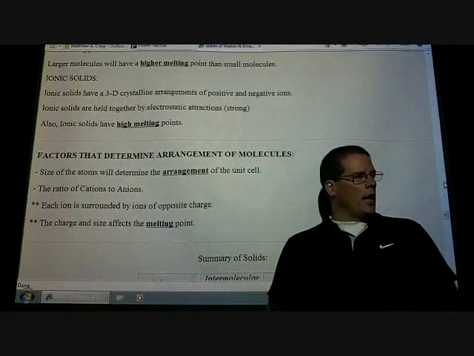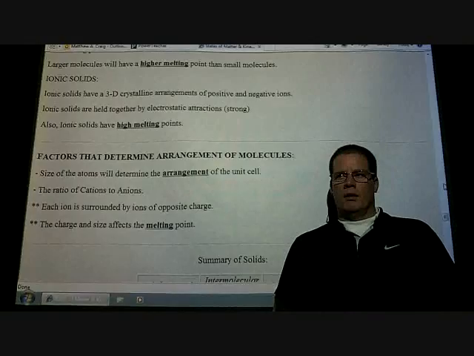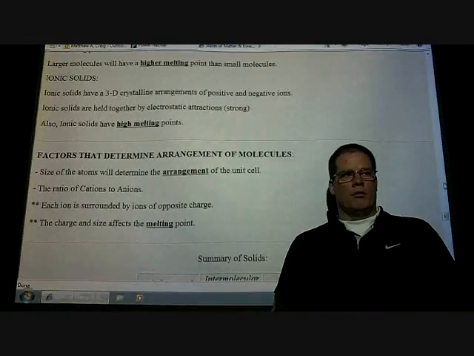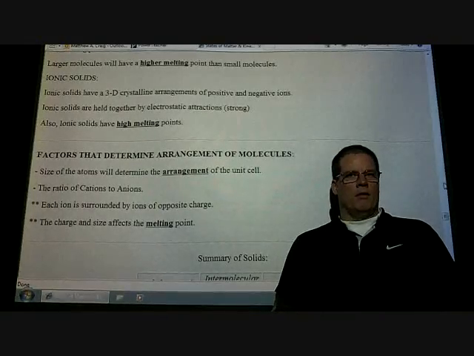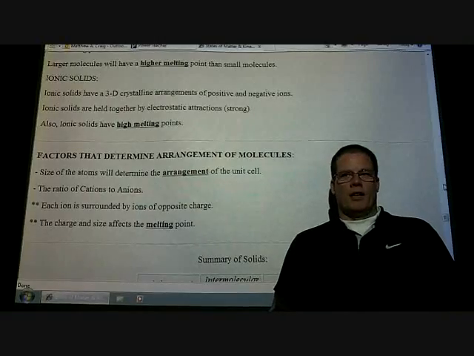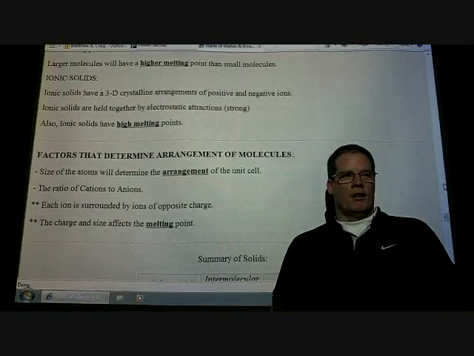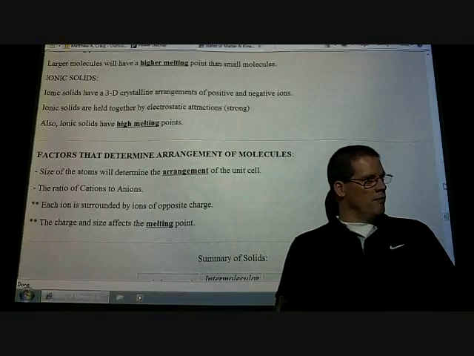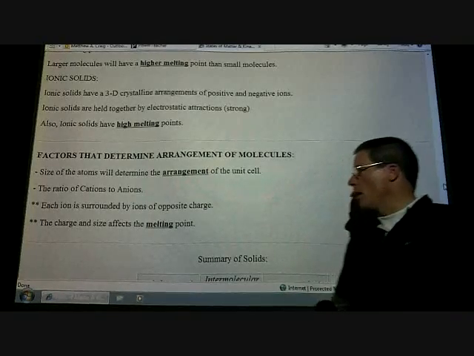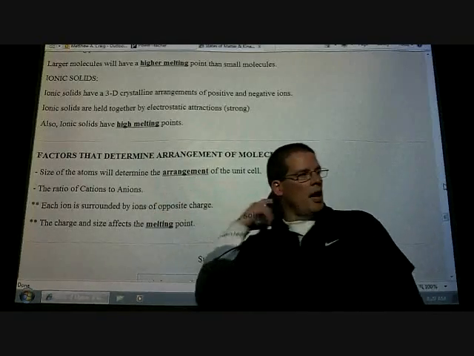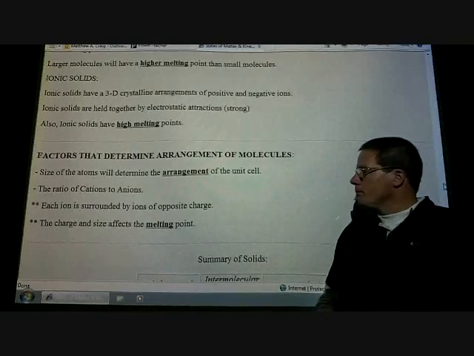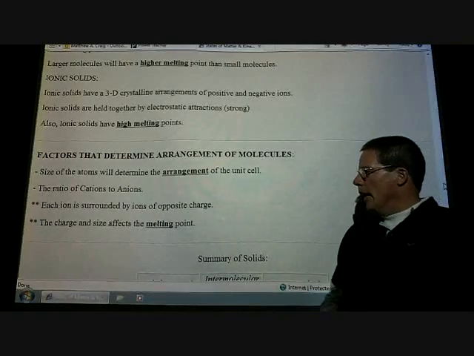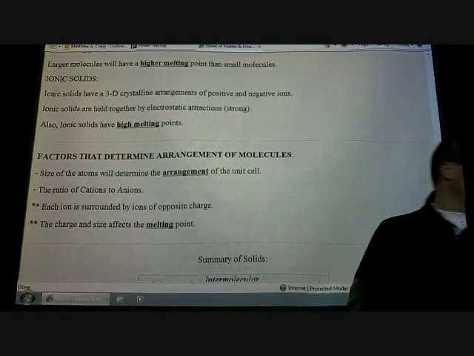The ratio of cations and anions. What's a cation? Cations are positively charged ions or metals, metal ions, and the anions are the negatively charged nonmetals. And again, the size does affect the melting point.